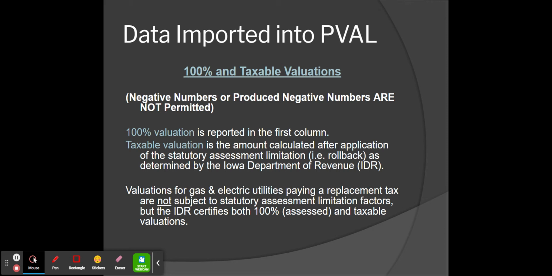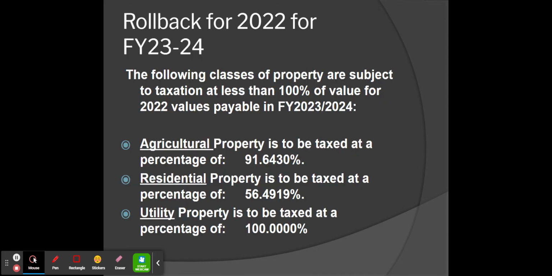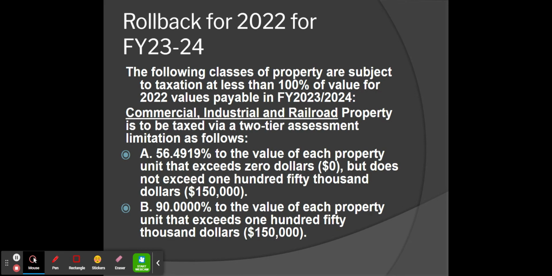But IDR, when they submit those values to you, they certify both 100% assessed value and taxable value for gas and electric. The rollback for 2022 for fiscal year 24 was issued by Department of Revenue, and it reports an ag property rollback of ag property being taxed at 91.6430%. So that is your ag land and ag buildings. Residential property to be taxed at a percentage of 56.4919%, and utility property to be taxed at a percentage of 100%.